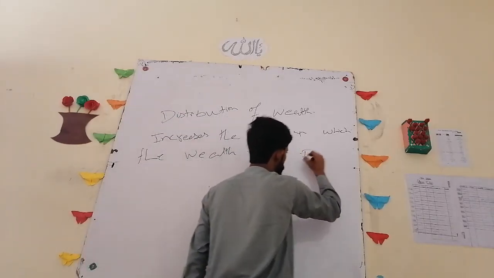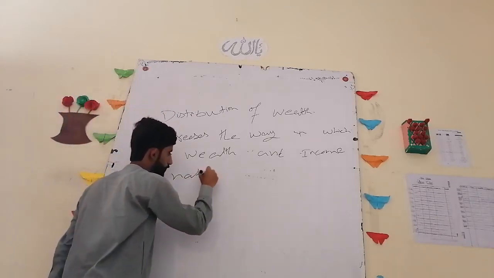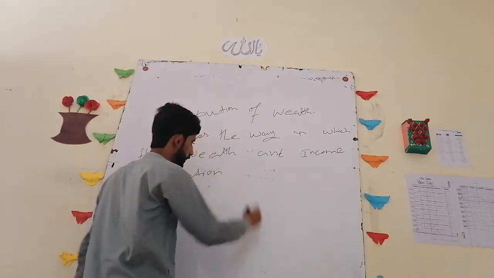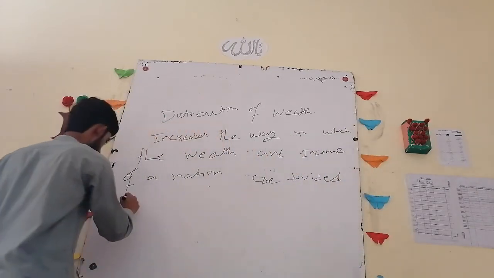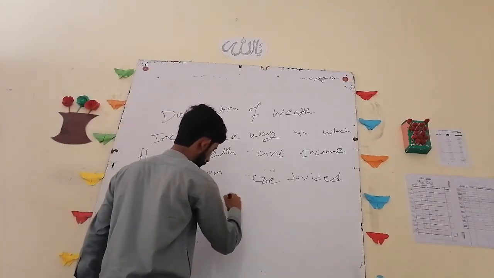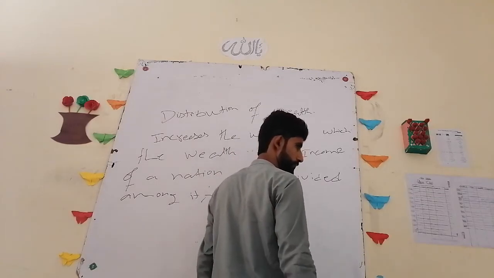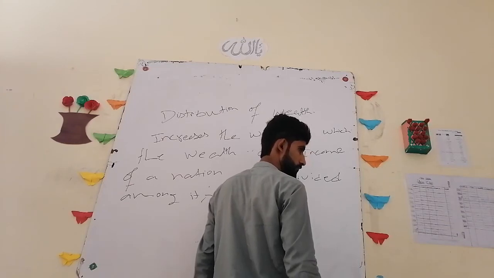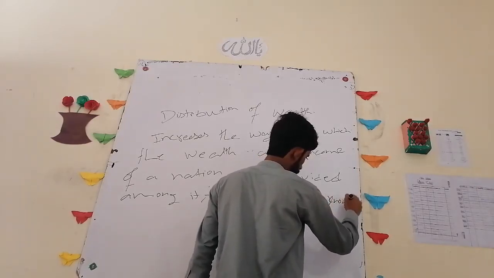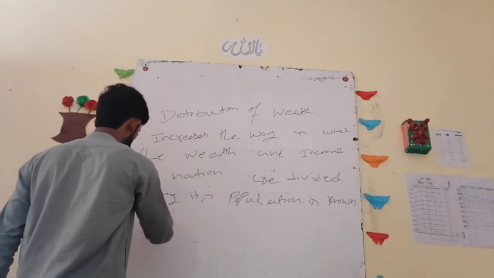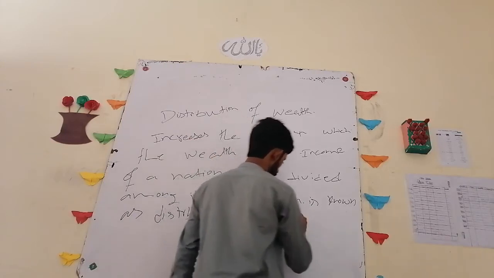and income of a nation are divided among its population is known as distribution of wealth.